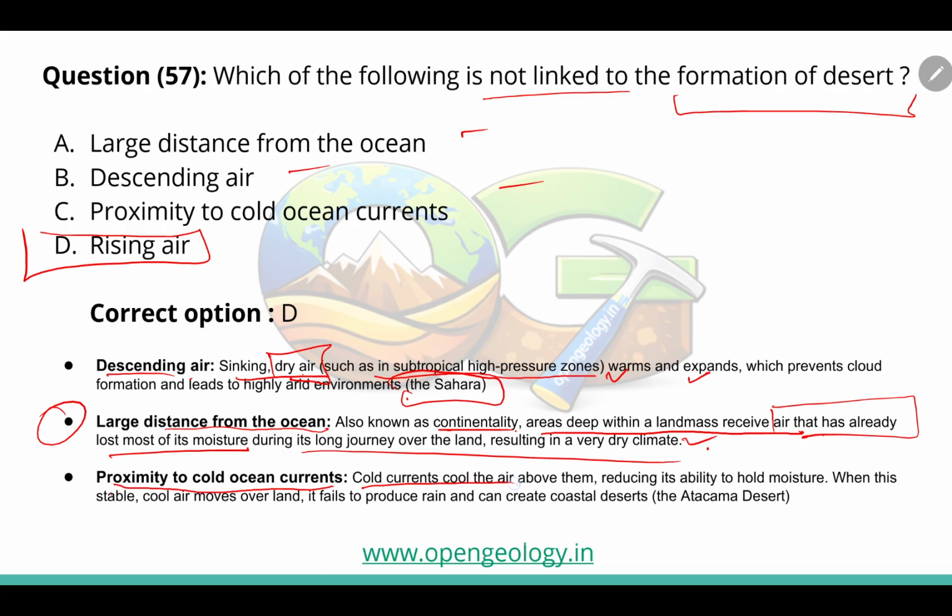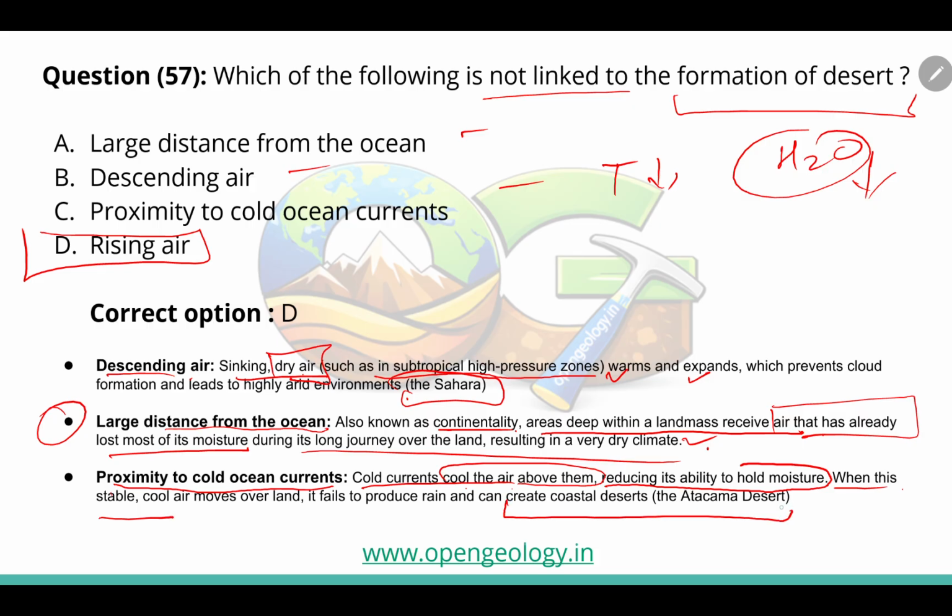Now cold ocean currents cool down the air, reducing its ability to hold moisture. So as we decrease the temperature, the water vapor content of air also decreases. So when this happens, that means less rainfall, and again the desert will happen. Atacama desert is one of the examples of proximity to cold currents.